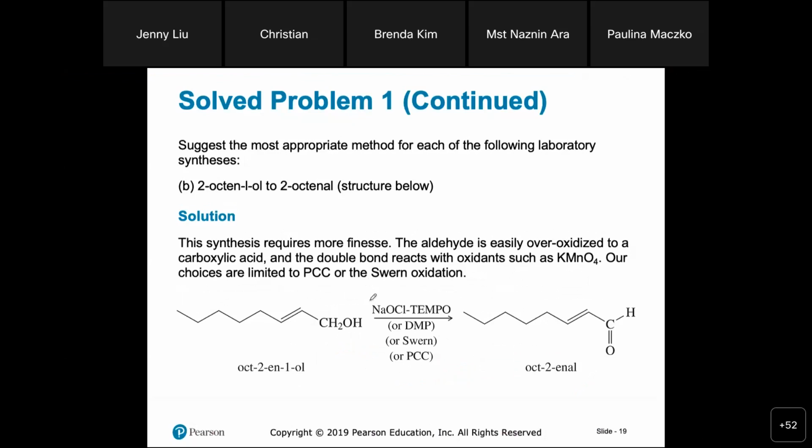This synthesis requires more finesse. The aldehyde is easily over-oxidized to carboxylic acid, and the double bond reacts with oxidants such as potassium permanganate. Our choices are limited to PCC or Swern oxidation. So here are the conditions.